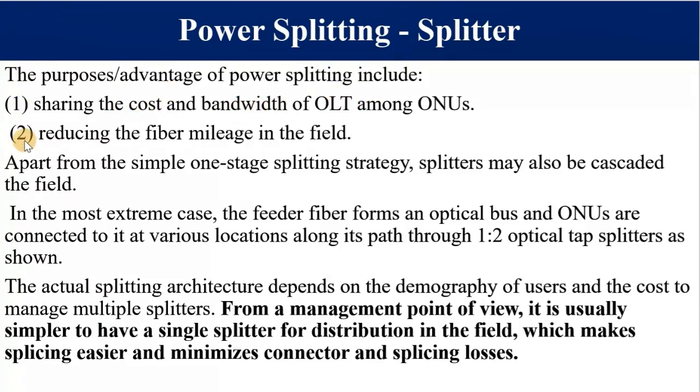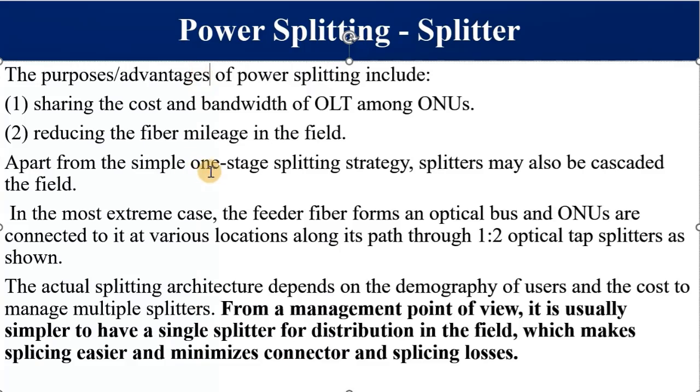Another advantage is it reduces fiber mileage in the field, because we have got one trunk fiber between the OLT and the splitter for point-to-multipoint. It means that we are reducing the fiber mileage in the PON. So these are the two basic advantages of splitting the power. And please take note that the splitters can be cascaded, but this is not advisable. In most extreme cases the feeder fiber forms an optical bus. This also is not recommended or used in the practical deployment of fiber.